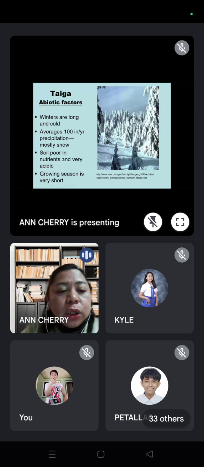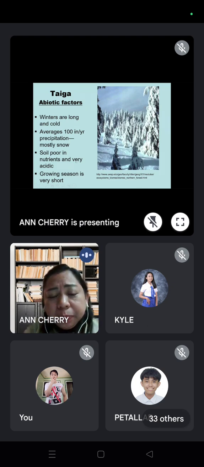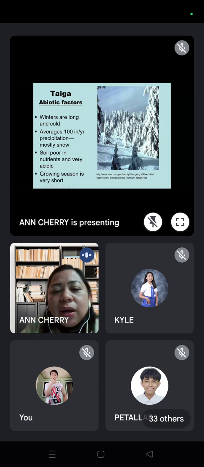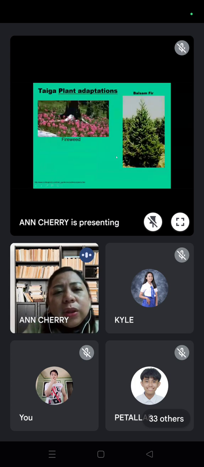So, the soil is poor in nutrients and very acidic, and the growing season is very short. So, these conifers, no? In other countries, they use this for Christmas trees, di ba? Maybe that's where the concept of the Christmas tree came from. It's shaped like a cone, no? Okay, what are the taiga plant adaptations?